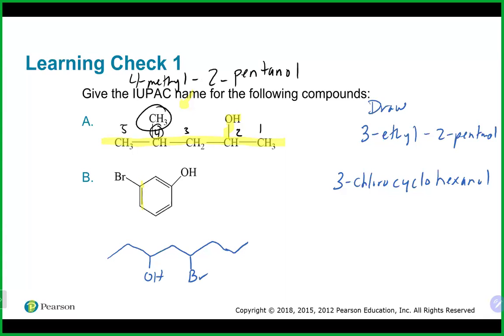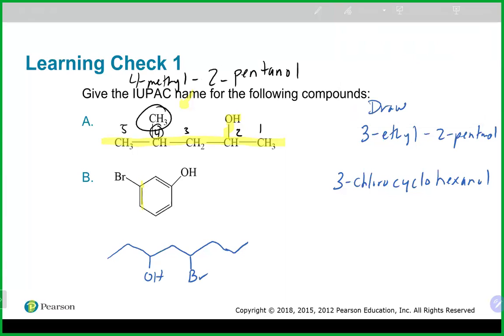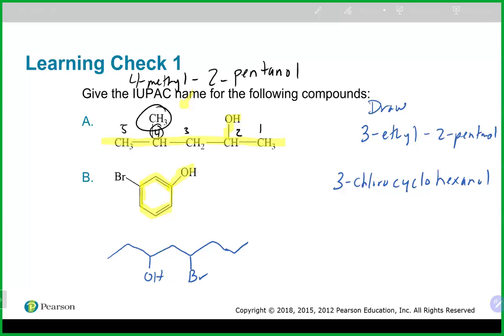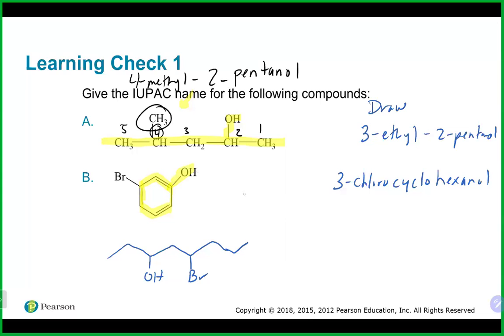Taking a look at the next one here, we have this entire aromatic benzene ring that has an OH on it. That entire thing has a special name, as we talked about last time and saw here at the beginning. That is phenol. Again, that's basically a benzene ring with an OH group on it.